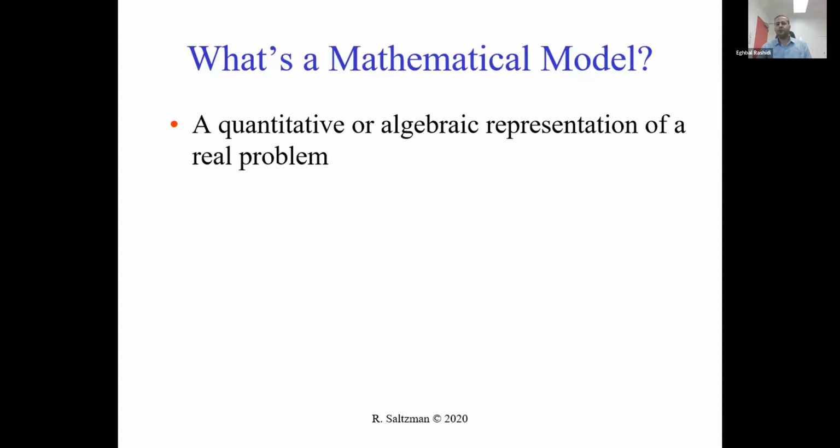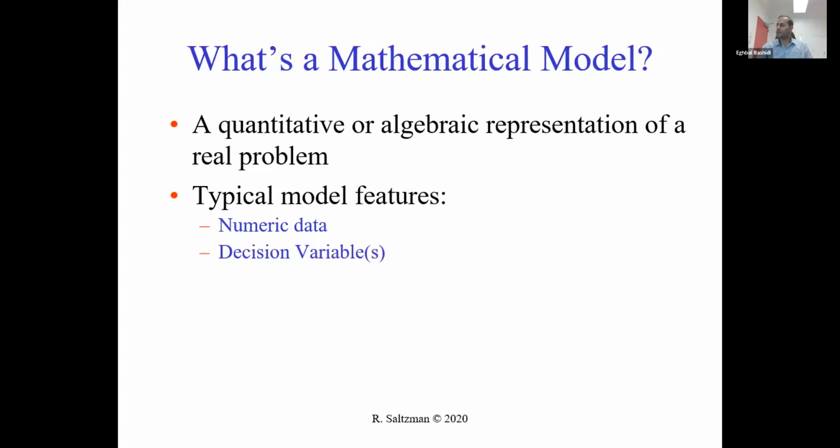So a quantitative or algebraic representation of a real problem. A typical model features numerical data. So numerical data, or inputs that we have, or parameters, those are the data that we get from the real world problem, from any system that we want to study. So these numeric data don't change. We also call them parameters.